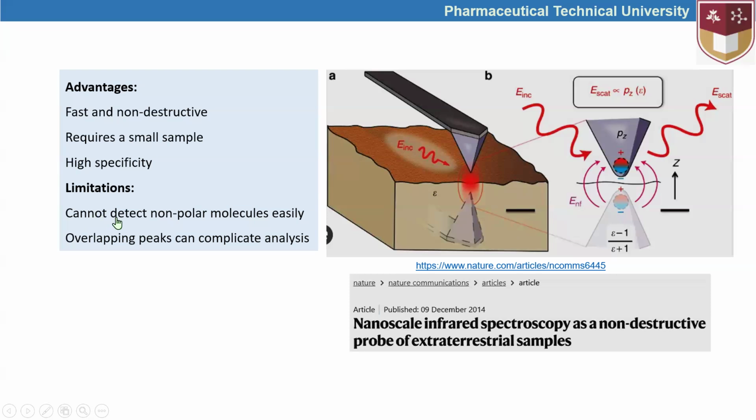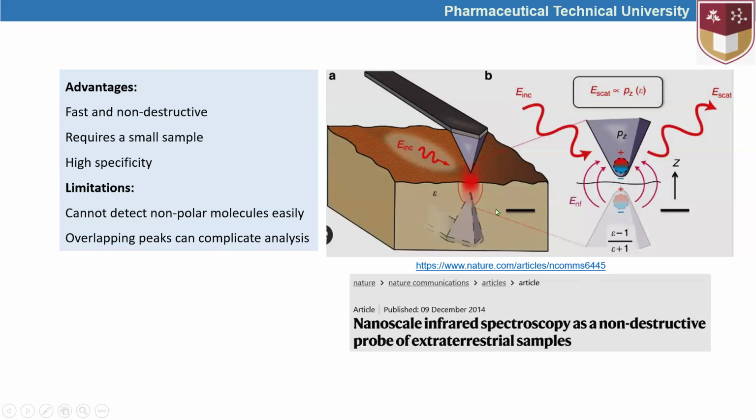And limitations include that IR spectroscopy cannot detect nonpolar molecules easily. And overlapping peaks, as I have been discussing, can complicate the analysis.